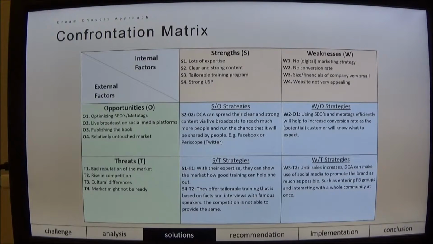In order to reach more customers, going live makes it easier to explain your content than posting a written post, because people might not understand it and might not want to take the time to read it. But if you go live, you can explain it and people will get it more easily.